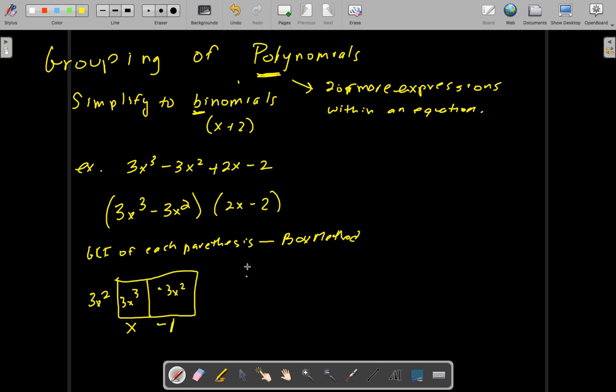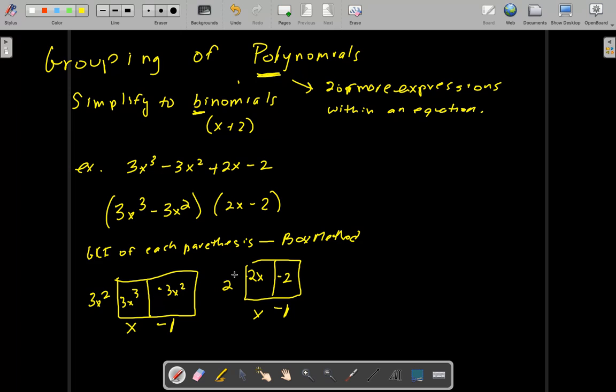Then I take the second one and make a box here: 2x and negative 2. Again, we have 2 and negative 2, so we factor out 2 here. We're left with x, and on the bottom we're left with negative 1. So that's how we would factor both of these expressions.